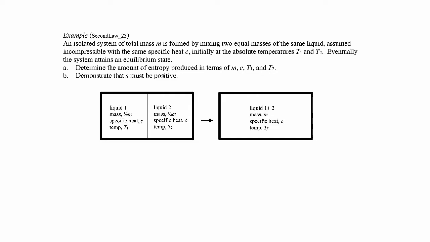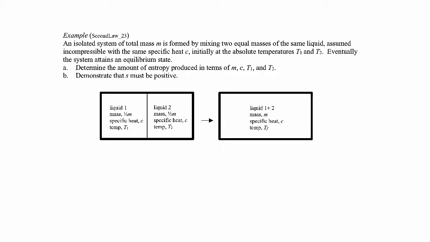Okay, in this example, we're told we have an isolated system of total mass m, and it consists of two equal masses of the same liquid. The liquid is assumed to be incompressible, has the same specific heat, and the only difference is that the two liquids have different initial temperatures. Liquid 1 has an initial absolute temperature T1, liquid 2 has an initial absolute temperature T2, and they're equal masses, so each liquid has a mass of 1/2 m at the beginning.